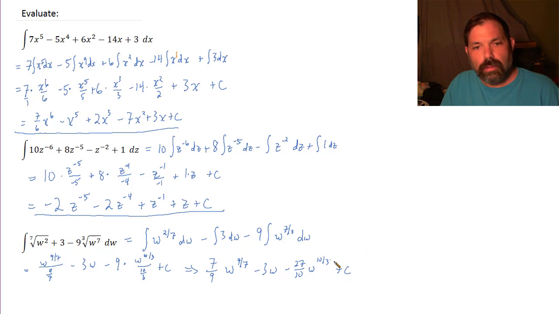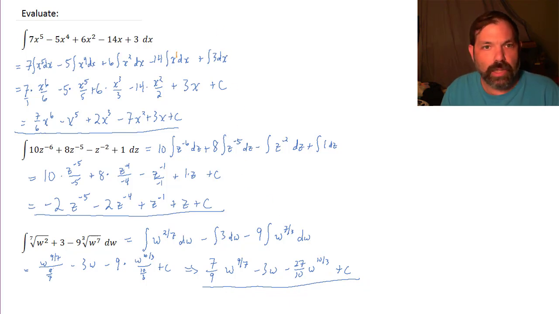Now, one thing that you should always remember with these is on any of these exercises where we're asked to find an antiderivative, I should be able to check my work by differentiating. Let's take the second example. Let's find d by dz of that expression.